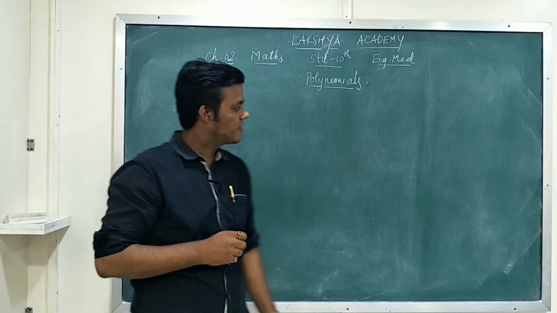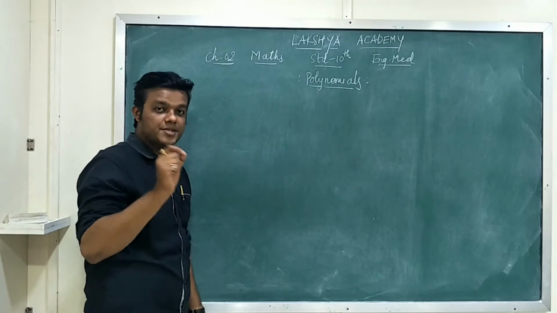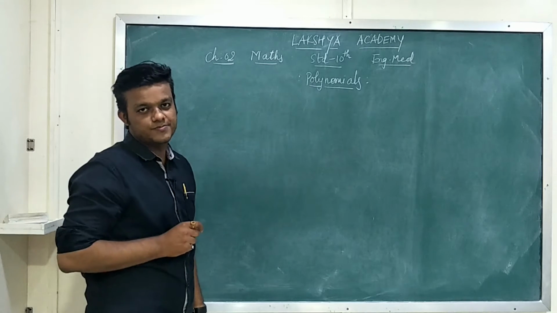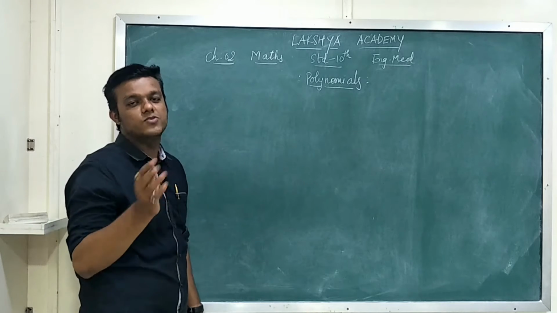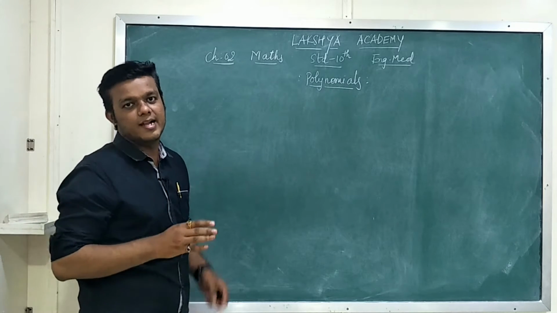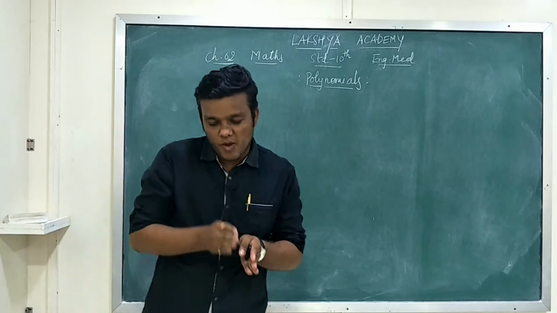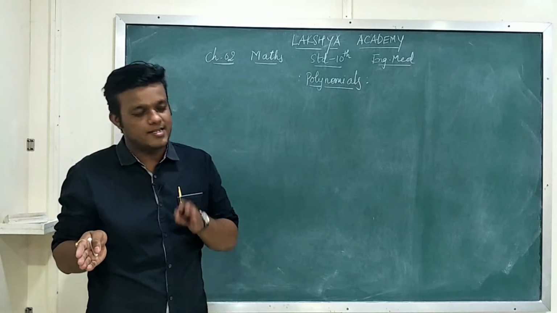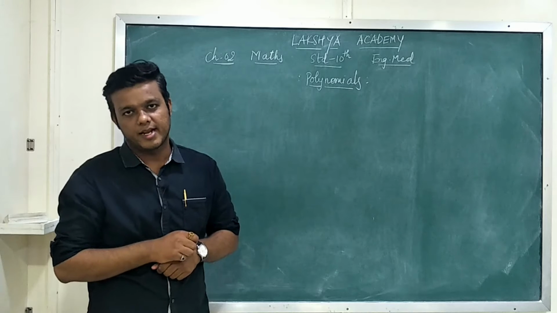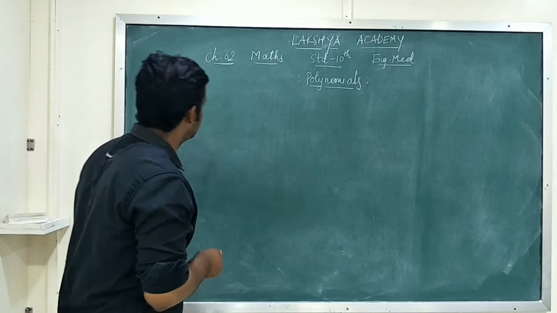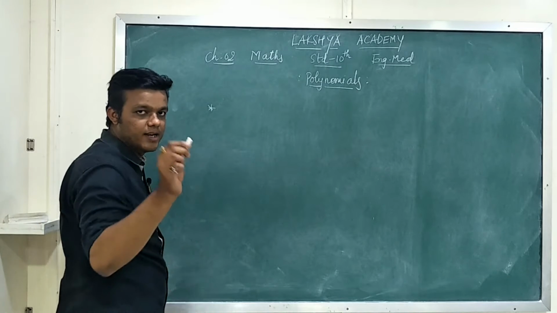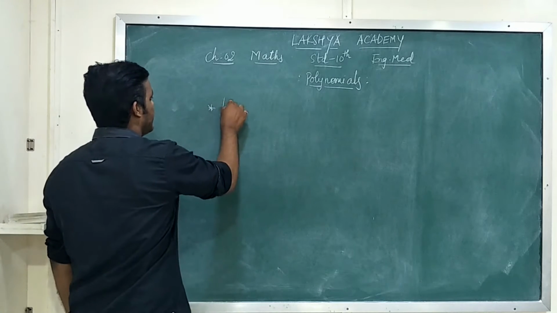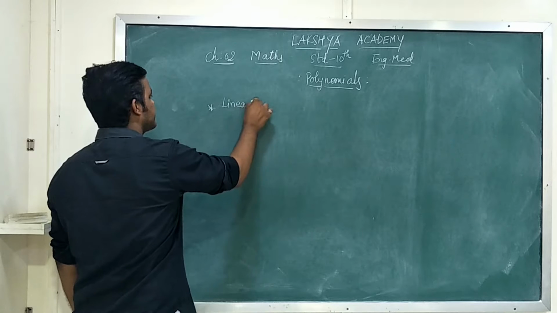of zeros and graphical or geometrical interpretation of zeros. Now in part 2, moving towards how to find zeros and the relationship between coefficients of polynomials and zeros of polynomials, right? So let's first talk about how to find zeros of a linear polynomial.